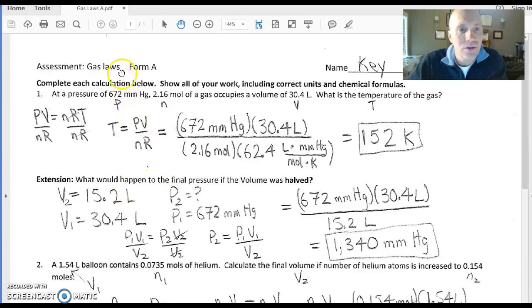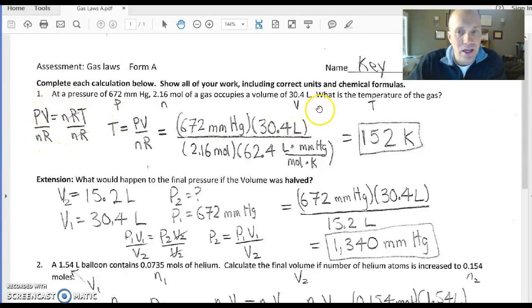Okay, I'd like to go over the key for the gas laws quiz. This would be for Form A. All right, so in the first problem, if you read through the question, one thing you should notice is that there's no mention of anything that would indicate that a change is occurring. There's no first, final, initial, changed from this to this. We're just talking about a sample of gas, so the appropriate equation would be PV equals nRT.